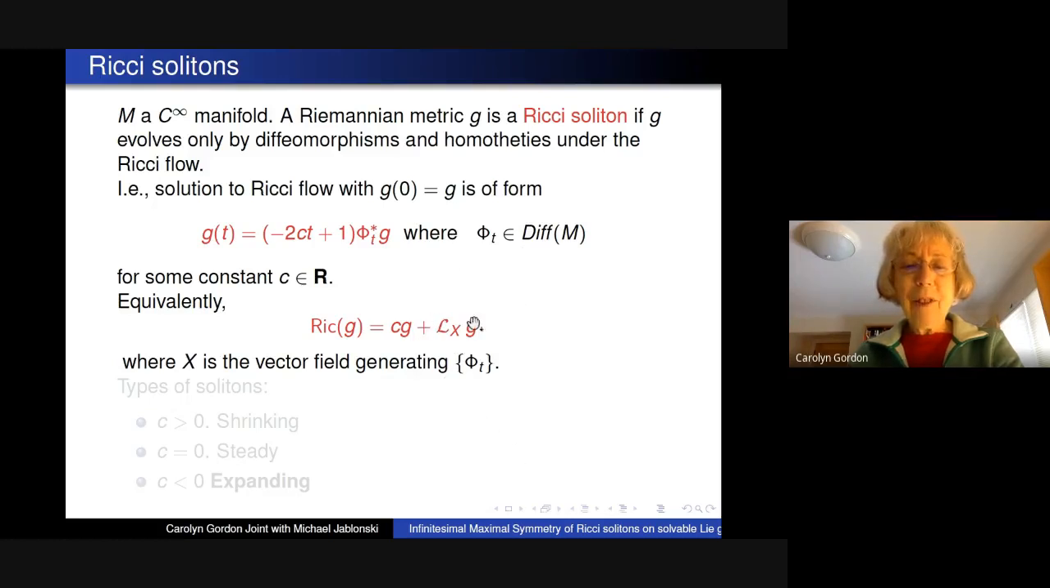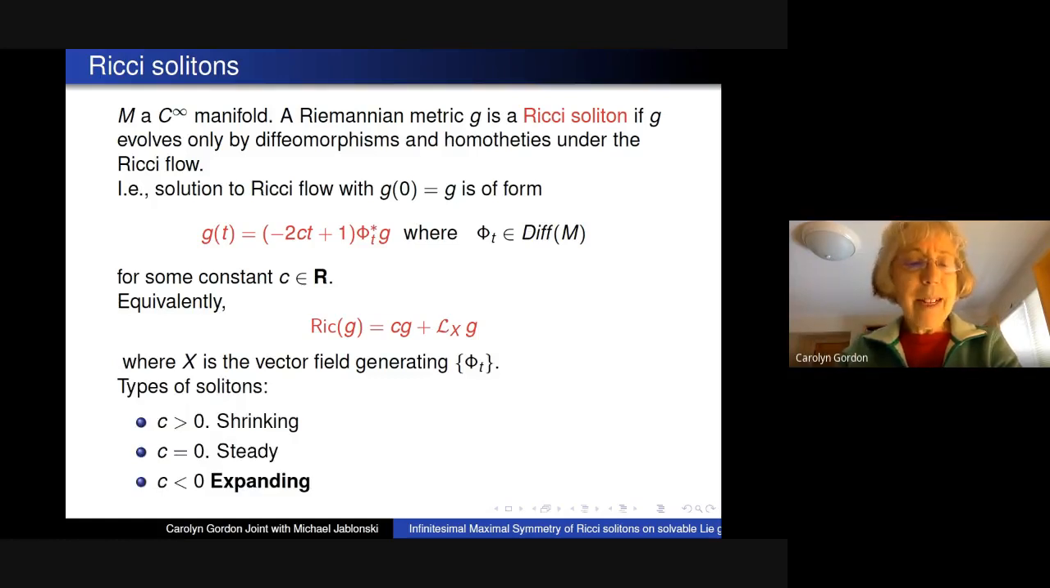Of course, if we don't have the second term, then we have an Einstein metric. So again, there are three types: c positive, shrinking; c equals 0, steady; and c less than 0, expanding. The c equals 0 case in the homogeneous setting is still flat. Since we couldn't really deal with maximal symmetry for Einstein metrics in the positive case, we certainly can't deal with it in the more general soliton case. So we'll be looking at c less than 0. These are called expanding Ricci solitons.